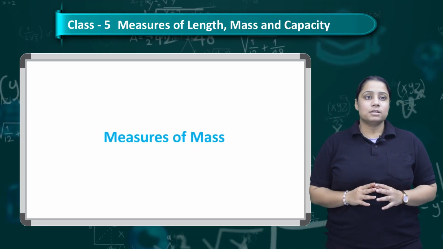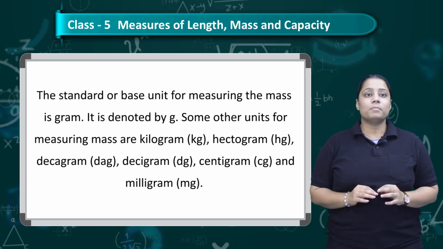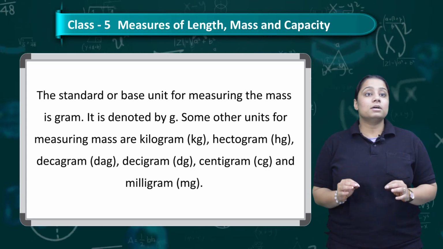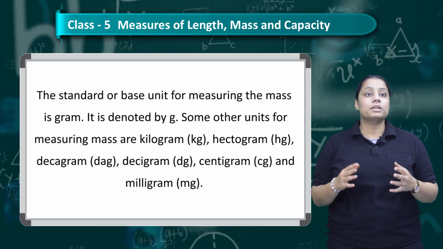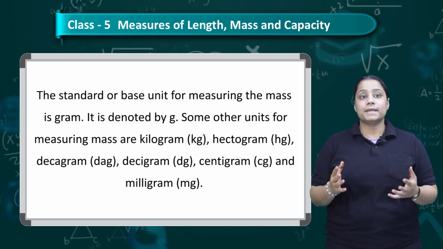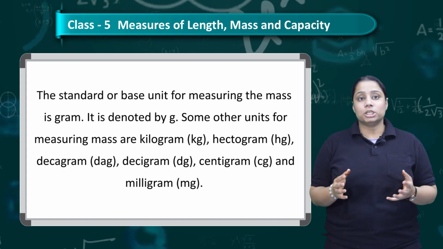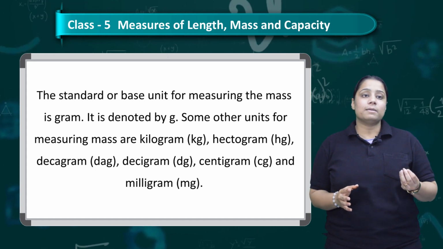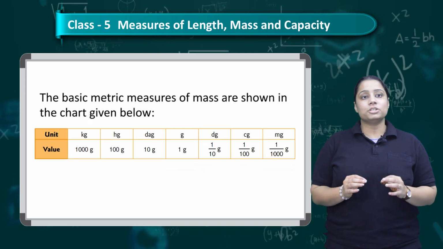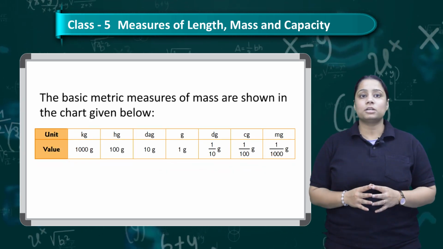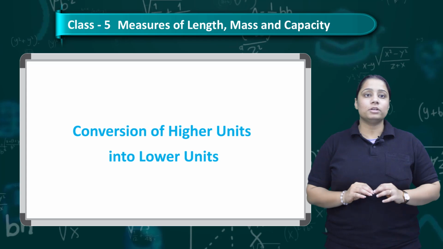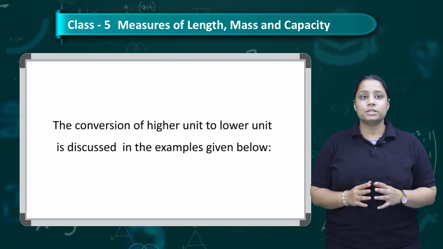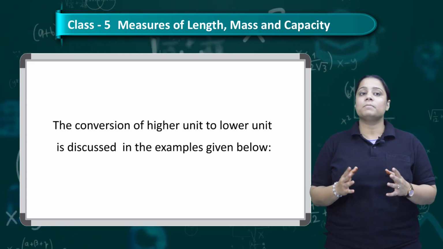Measures of mass. The standard or base unit for measuring the mass is gram. It is denoted by g. Some other units for measuring mass are kilogram kg, hectogram hg, decagram dag, decigram dg, centigram cg, and milligram mg. The basic metric measures of mass are shown in the chart given below. Conversion of higher units into lower units. The conversion of higher units to lower unit is discussed in the examples given below.